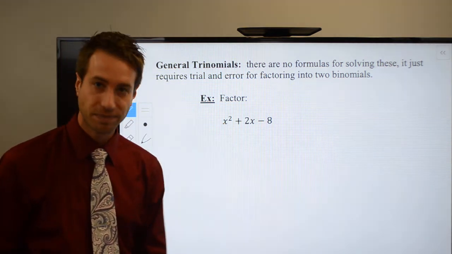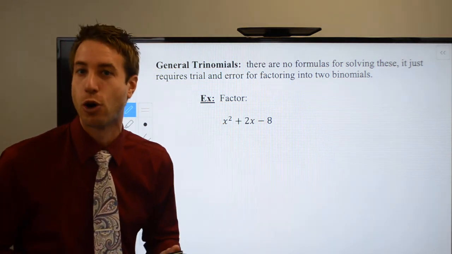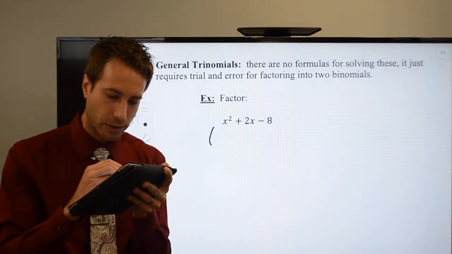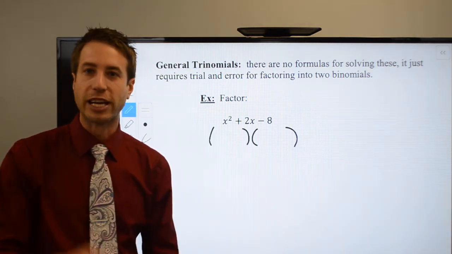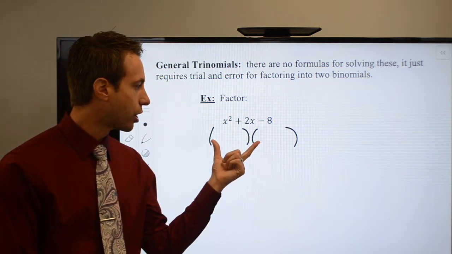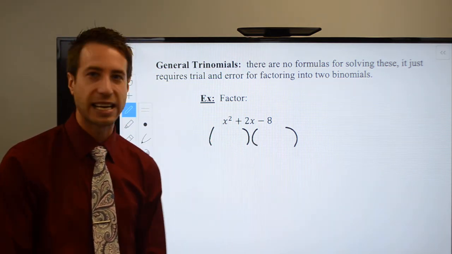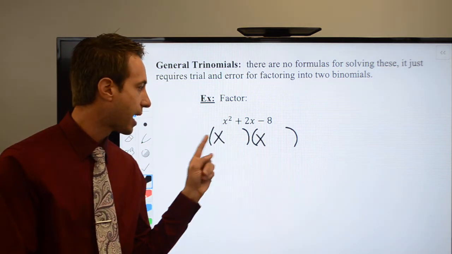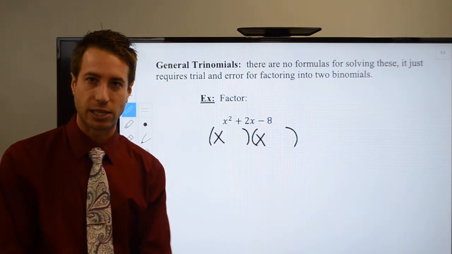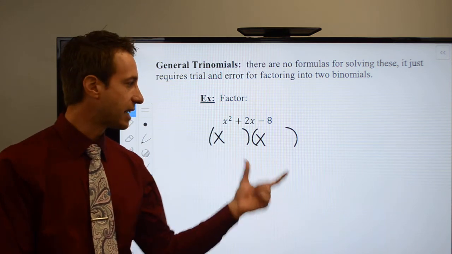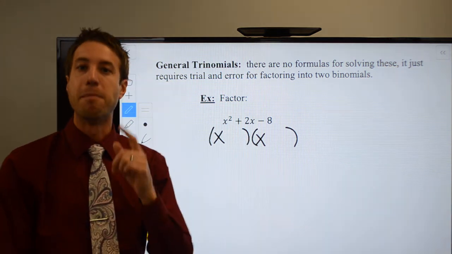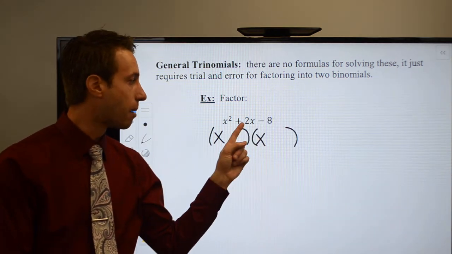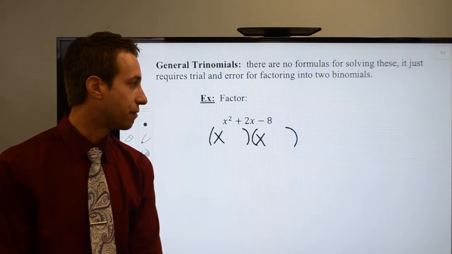But anyway, this one, my leading coefficient is already a 1, so I don't need to do the slide and divide method. I just write my 2 binomials, and here we go. I need to figure out what 2 terms do I multiply together to get an x squared. Well, that's the easy bit. It's an x and an x, right? If I multiply x times x, that gets me an x squared. Now what I need to do is I need to find 2 numbers that multiply to give me a negative 8 and sum to give me a positive 2.